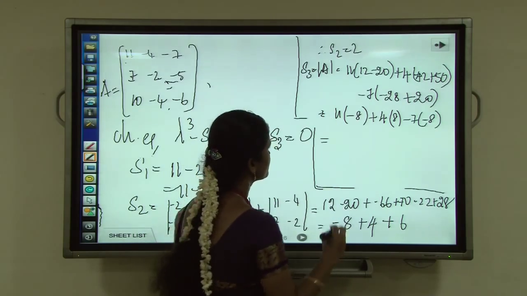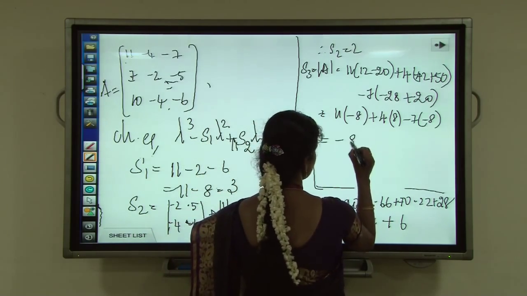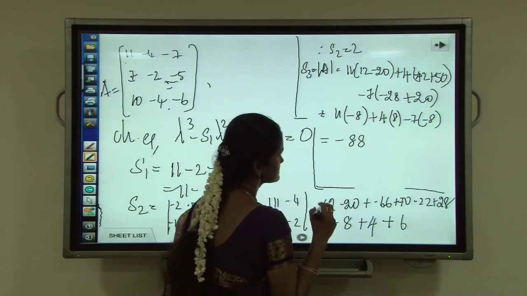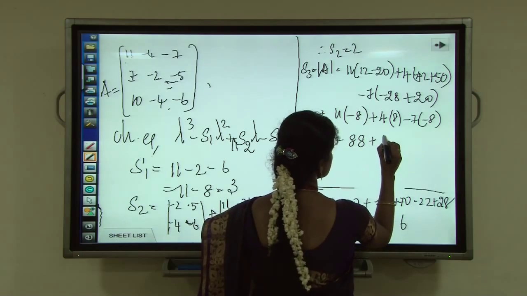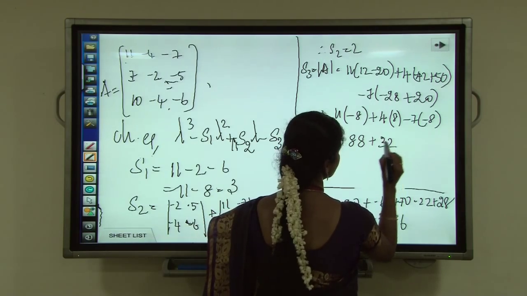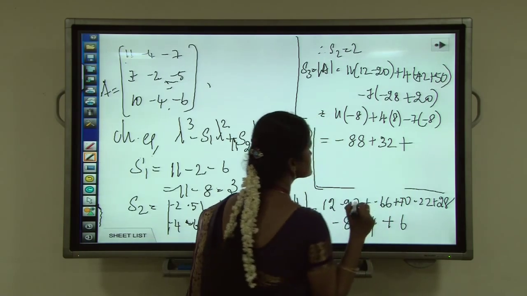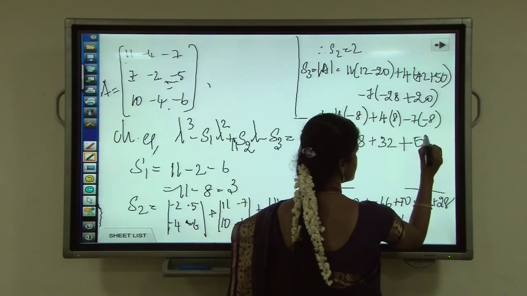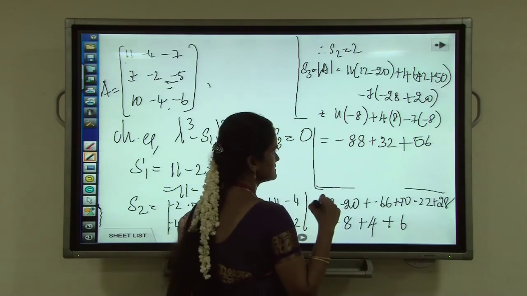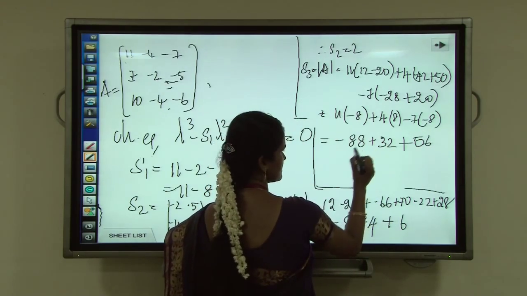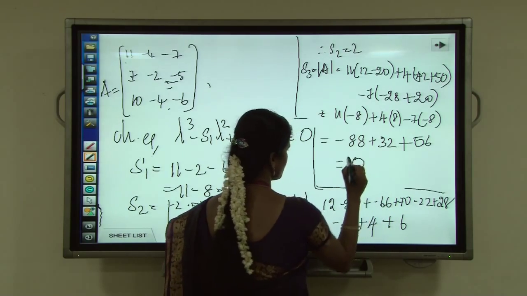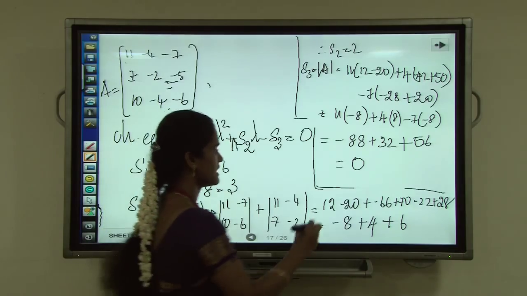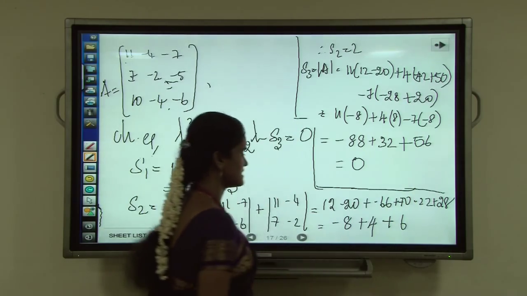Let us simplify further. You get minus 88 plus 32, minus into minus plus 56. So it is equal to, you have 88, so it is 0. Determinant of A is going to be 0.